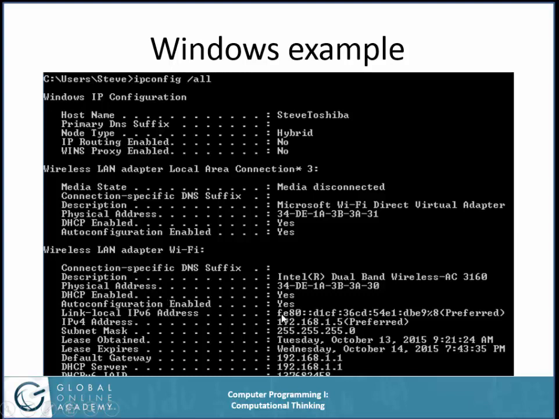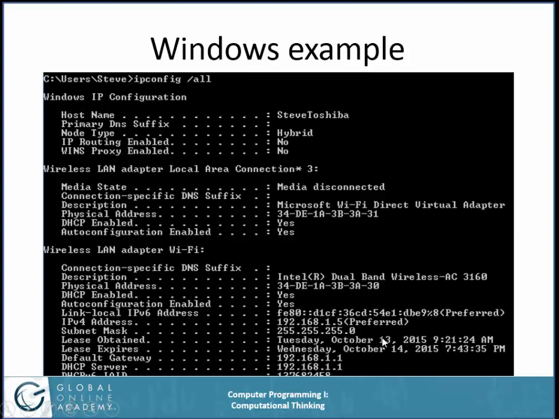Here's my IPv6 address. Notice that one's in hexadecimal. Here's the more familiar form, my IPv4 address, 192.168.1.5, with a subnet mask of 255.255.255.0. That means I'm on a local area network that is using 192.168.1 in the beginning of the addresses for everything on the network.